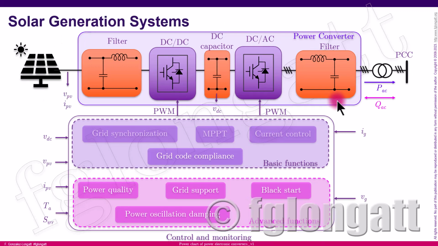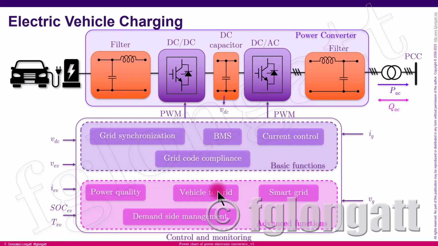Here, there is something similar for the solar PV system. In the solar PV system, as you can see over here, we are still using the MPPT and the current control, but we can also have some other functionalities like grid support. Modern electric vehicle charging stations have the possibility of working in a bi-directional way, and that allows us to offer services from those electric vehicles. Many of those services can be vehicle to grid, smart grid, or demand side management and so on. And they represent very advanced functionalities of control and monitoring.